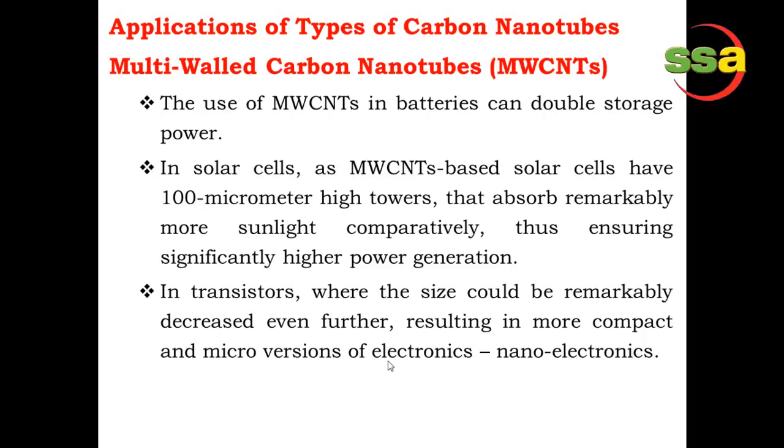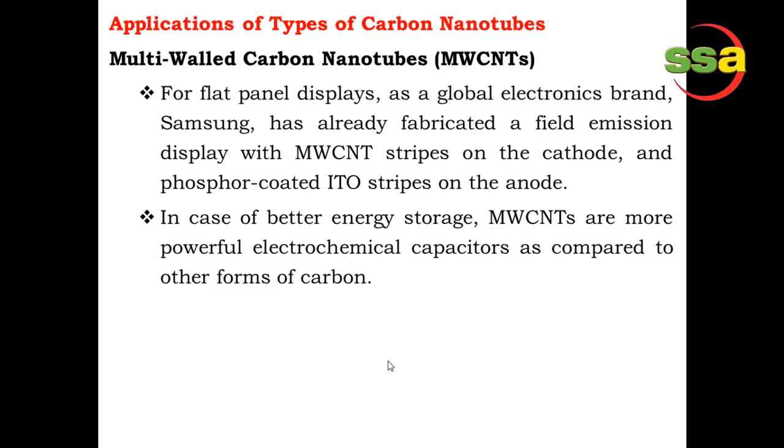In transistors, where the size could be remarkably decreased even further, resulting in more compact and micro versions of electronics, multi-wall carbon nanotubes are used. These are also used for flat panel displays. Samsung, as a global electronics brand, has already fabricated a field emission display with MWCNT strips on the cathode and phosphor coated ITO strips on the anode. For better energy storage, MWCNTs make more powerful electrochemical capacitors compared to other forms of carbon.